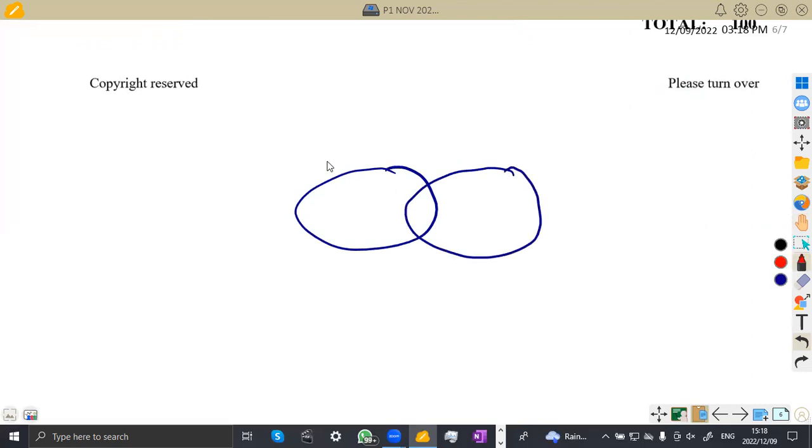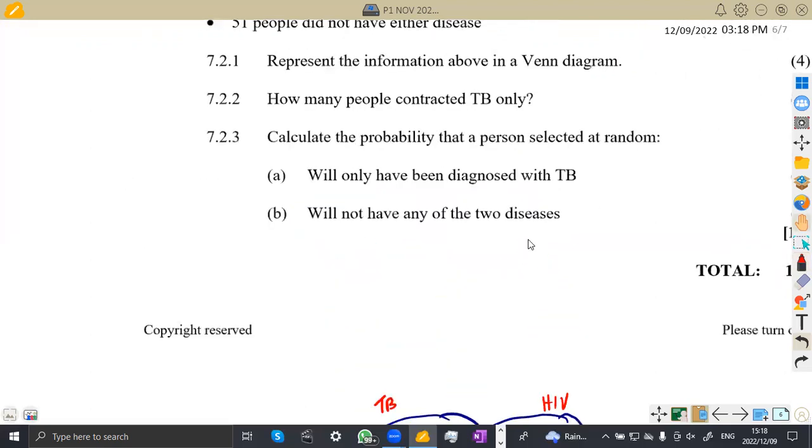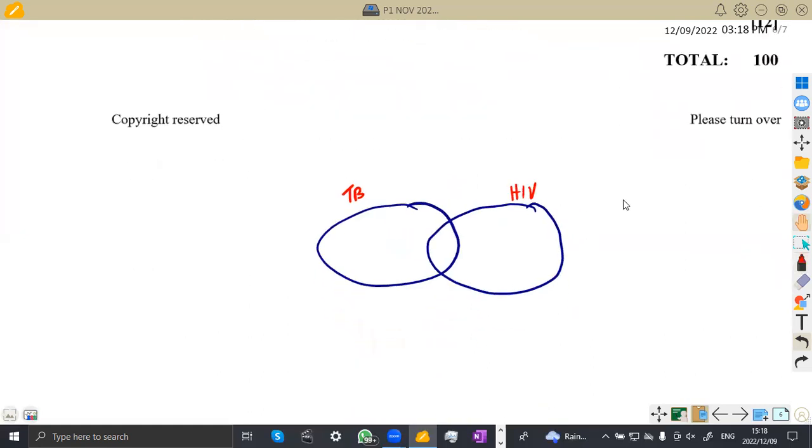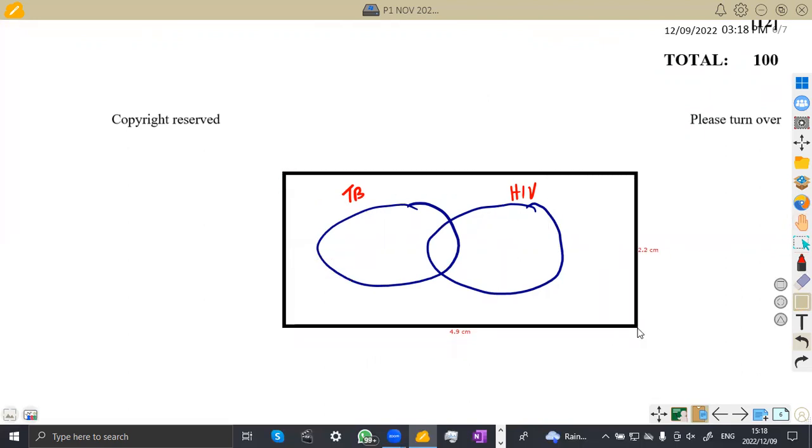So we've got those with TB and those with HIV here, and there are those without these. 51 did not have either disease. So that means we need our rectangle here. Just a rectangle like that is fine. So from this information, that is the sample space having everything that we have. All right, so that was 7.2.